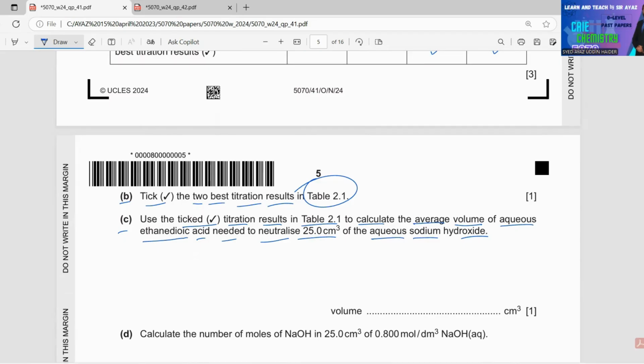So we have 20.1 plus 19.9. If you add up these values, what will you get? You will get 40, and dividing 40 by 2 gives 20 centimeter cube. This will be the answer.